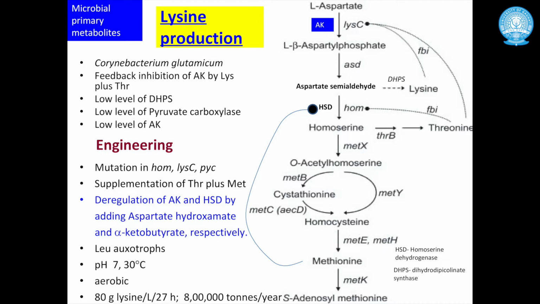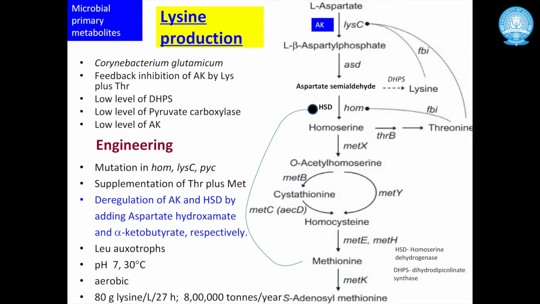After that, the mutant cells are cultured in a medium provided with threonine and methionine, and also inhibitors of aspartate kinase like aspartate hydroxamate, and inhibitors of homoserine dehydrogenase like alpha-ketobutyrate. These are provided, and then the pH is maintained at 7 and the temperature is maintained at 30 degrees Celsius, and the process is carried out in an aerobic environment.